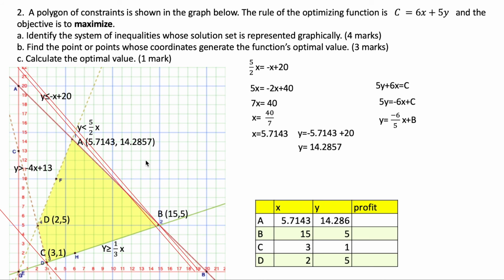Here are all my vertices. The profit formula is 6 times the x value plus 5 times the y value. For A, we get $105.71. For B, and we want to maximize this, right, we get 15 times 6 plus 5 times 5, which gives us $115. For C, we get $23. And for D, which is our minimum as predicted, and for E, we get $37. B is our maximum, and C is our minimum. We want to maximize this, so we would use B. The point whose coordinates generate the function's optimal value is B, and the optimal value is $115.